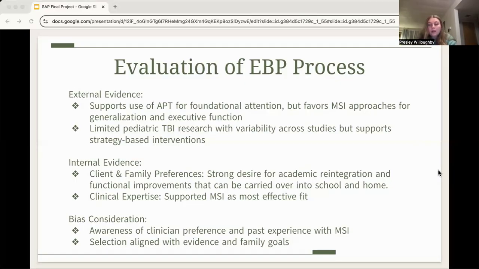Throughout this process, I remained mindful of my own potential biases in favor of strategy-based interventions, but overall ensured that the final decision was consistent with all sources of evidence and took all evidence into consideration. And overall, this project reinforced the importance of integrating research, clinical judgment, and client-centered care to support a truly effective and individualized treatment plan for this patient.